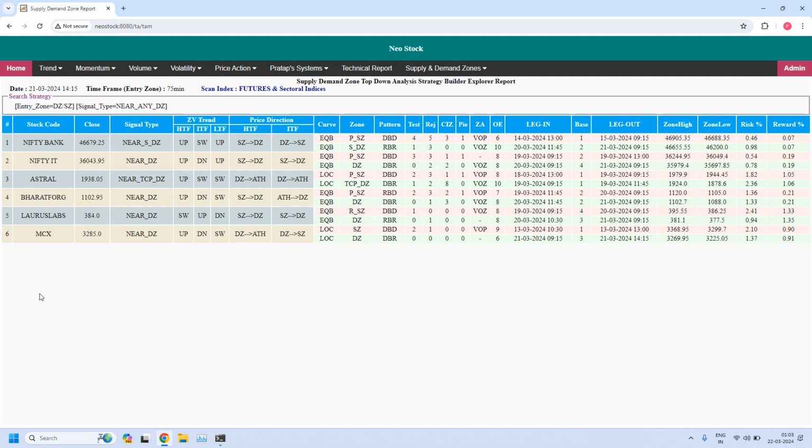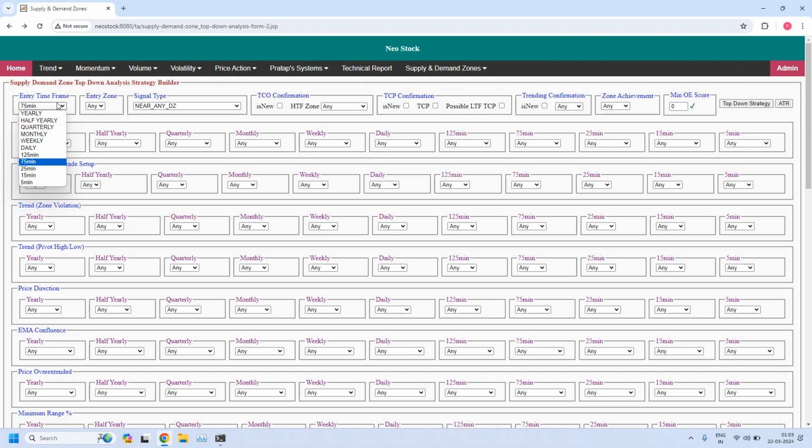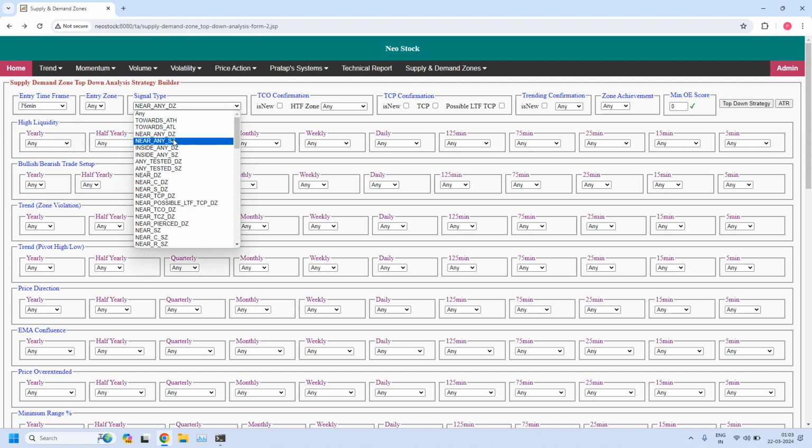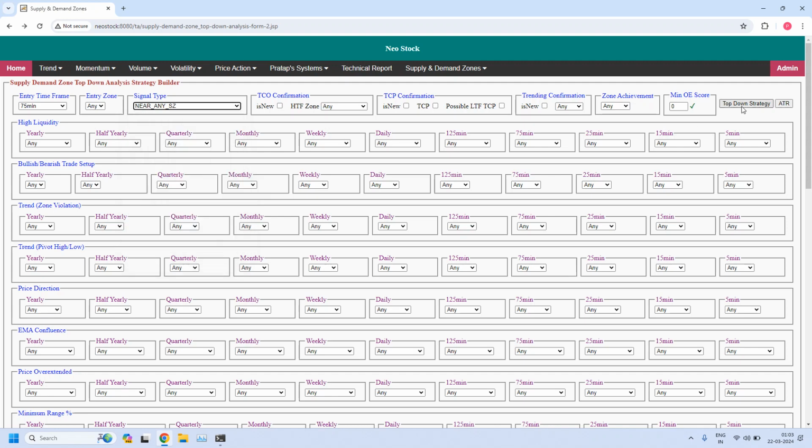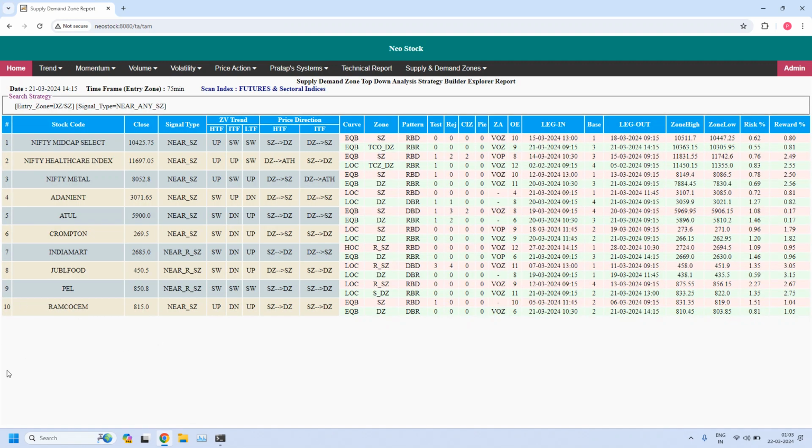High liquidity, 75 minutes demand zones. So let's go back. For the 75 minutes time frame, let us find the stocks near the 75 minutes supply zone. So 10 stocks are filtered. Let us identify high liquidity 75 minute supply zones from this list. All these are normal supply zones. Now we have a high liquidity supply zone, India Mart, a fresh zone.